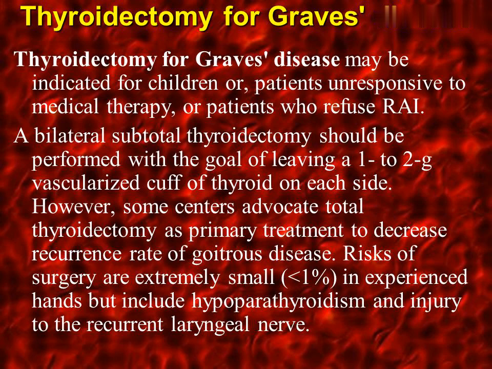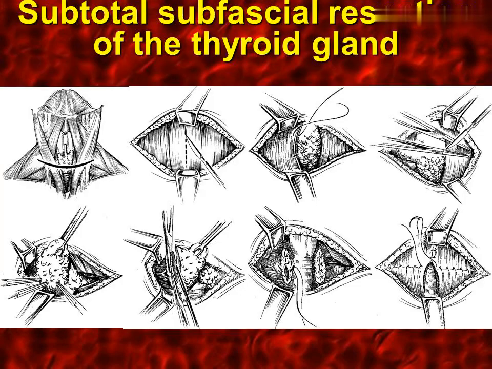Thyroidectomy for Graves' disease may be indicated for children or patients unresponsive to medical therapy, or patients who refuse RAI. A bilateral subtotal thyroidectomy should be performed with the goal of leaving a 1 to 2 gram vascularized cuff of thyroid on each side. However, some centers advocate total thyroidectomy as primary treatment to decrease recurrence rate of Graves' disease. Risks of surgery are extremely small, less than 1%, in experienced hands, but include hypoparathyroidism and injury to the recurrent laryngeal nerve. Subtotal subfascial resection of the thyroid gland.